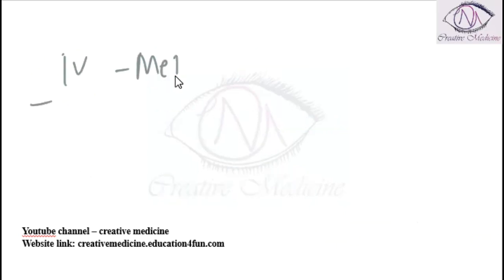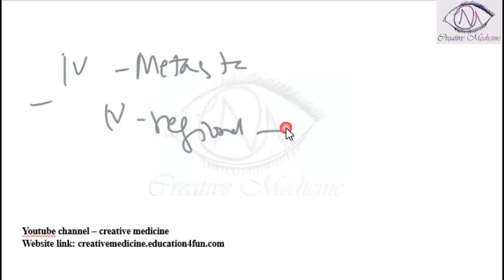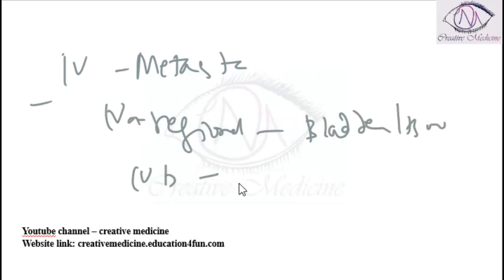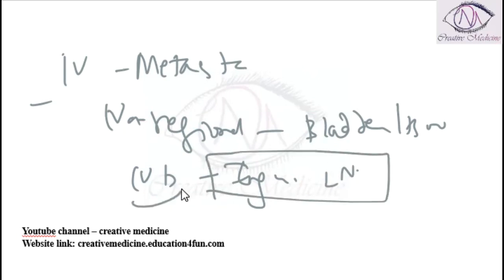Stage 4A, there will be regional metastasis to either the bladder or bowel. Stage 4B, there will be distant metastasis, or involvement of inguinal lymph nodes will be seen. In cancer cervix, cancer ovary and cancer endometrium, inguinal lymph nodes are involved in stage 4B. The staging procedure.